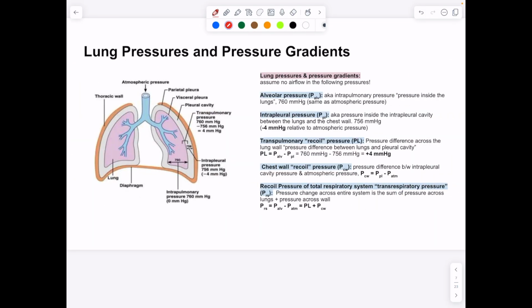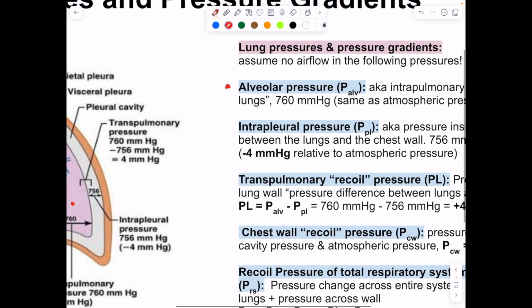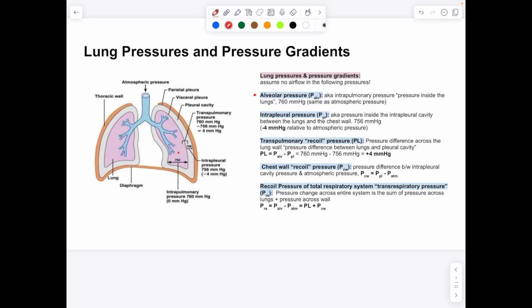All right, so we treat the lungs and the thoracic wall of the chest as a spring. Then we have to define some pressures. We already started to do this, but the pressure inside the lungs we call the alveolar pressure. And so pressure inside the lungs, oftentimes at rest, would be the same as atmospheric pressure. But if we want to breathe in, we're going to need to make it lower than atmospheric pressure.